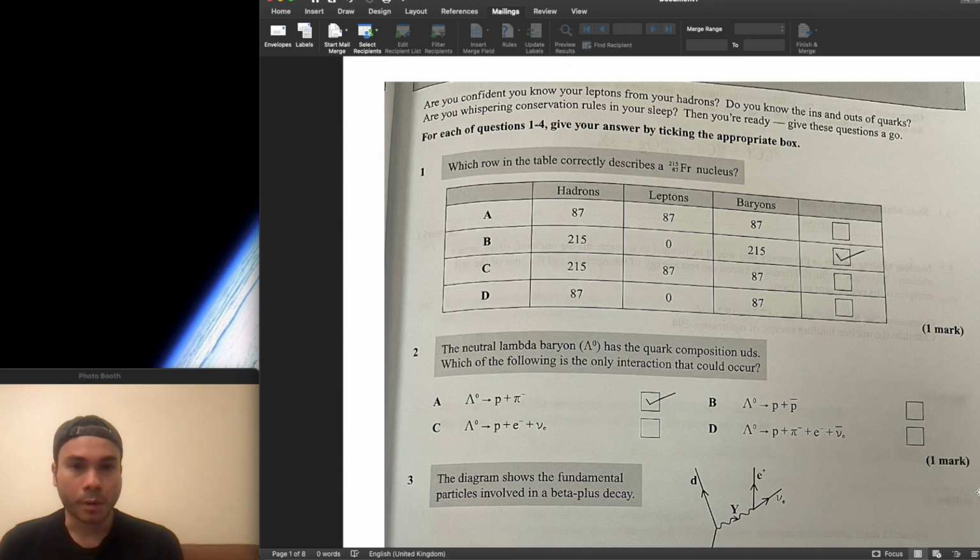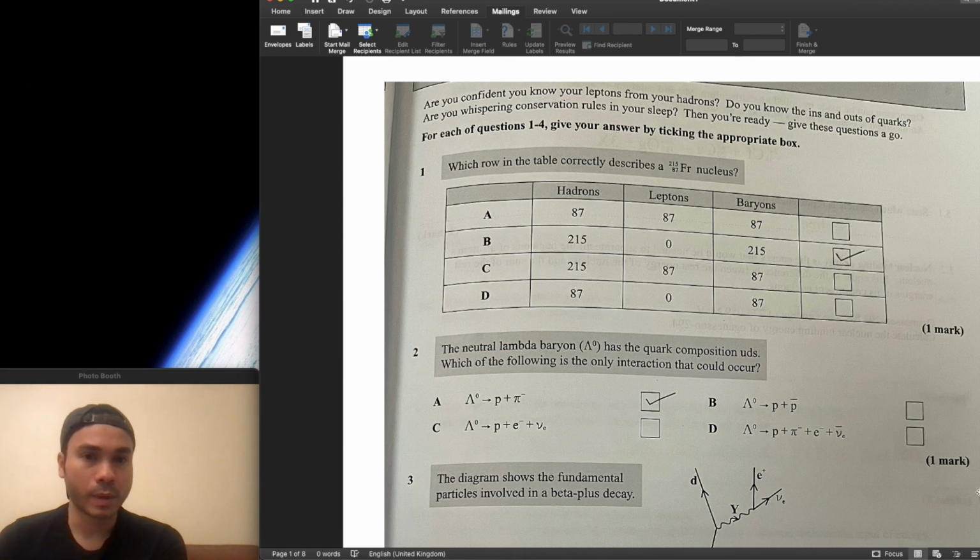So, question one. There's going to be a combination of multiple choice questions and long-worded or non-multiple choice questions. So let's get started. We start off with some multiple choice questions. We've got to tick which is the right box, which row.